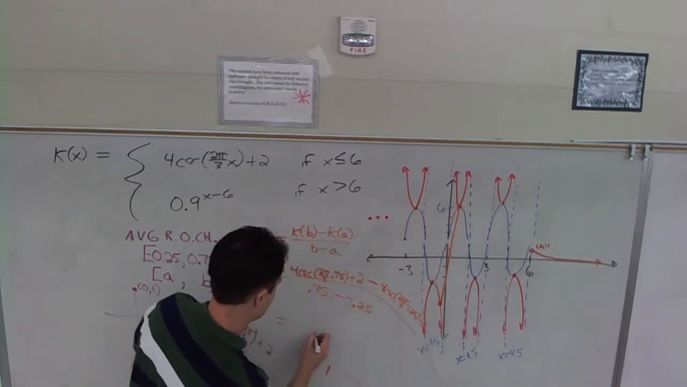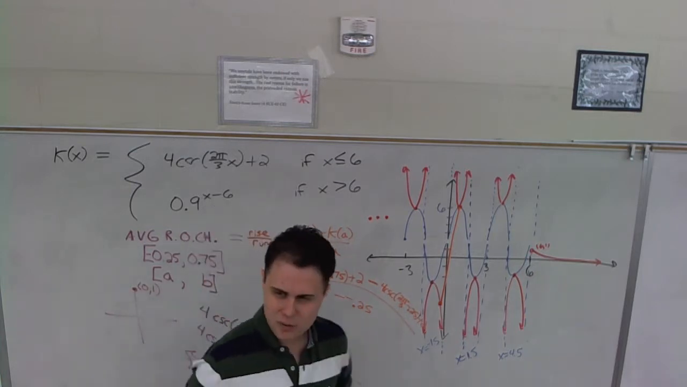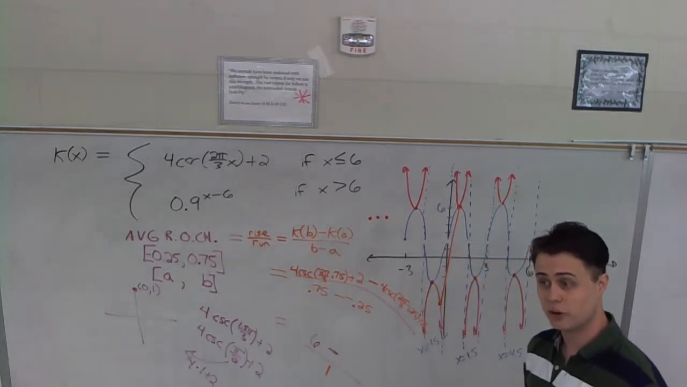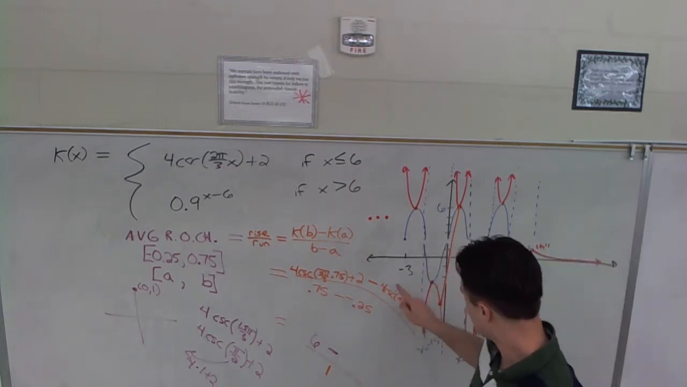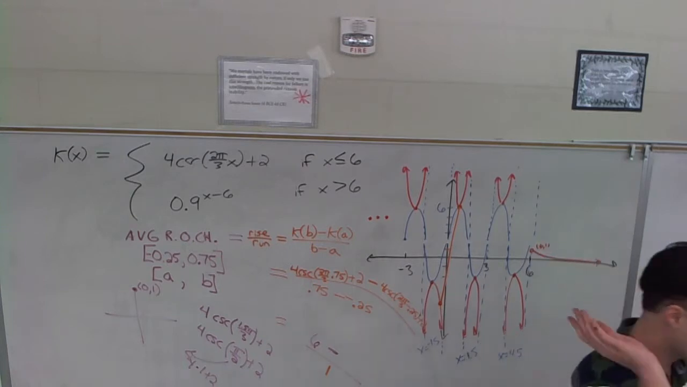So this guy is what? 6. We've got 6 minus. That was kind of a lot of work. So let's use our calculator to do the other one. Okay, why don't you guys type that in your calculator right there and see what you get. Everybody needs to try it.